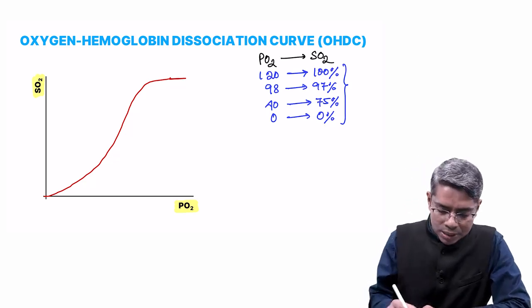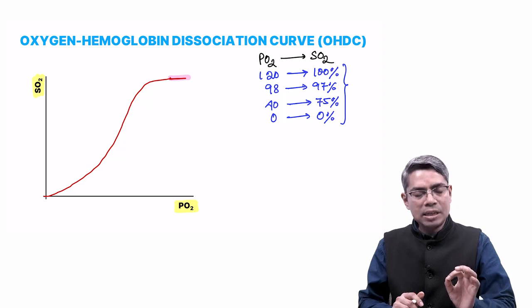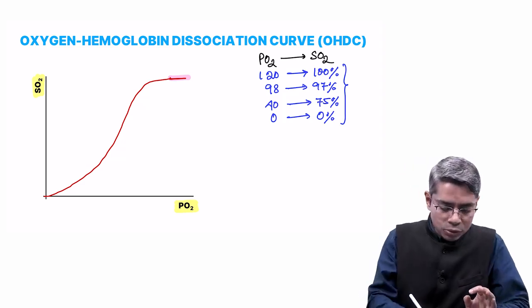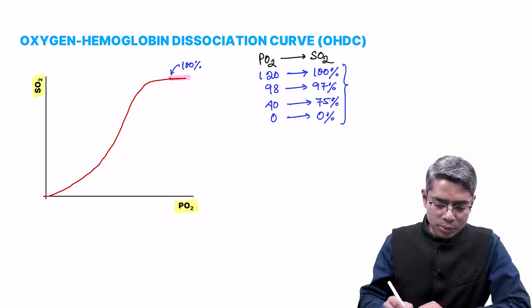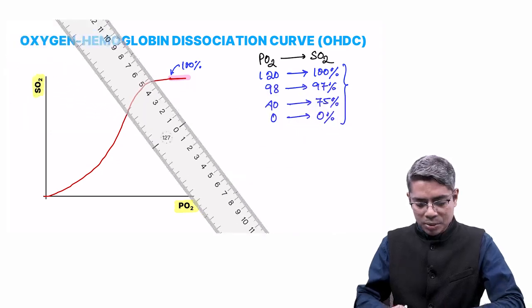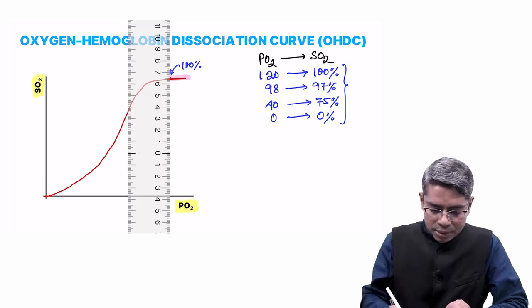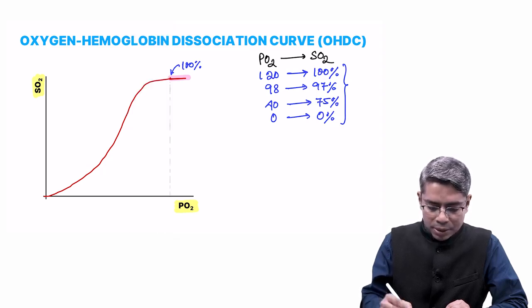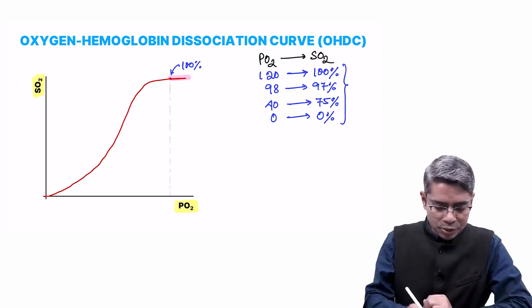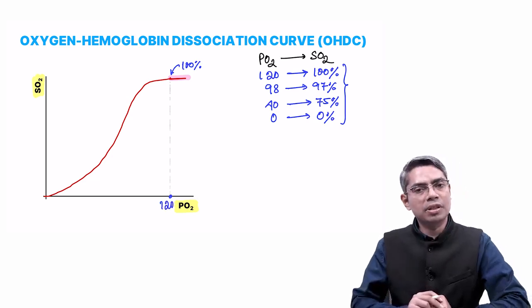Getting my point? So this highlighted portion here, this is the flat portion, the plateau portion. Plateau portion means saturation cannot be increased beyond this point. So what is the saturation at this point? This is full saturation of hemoglobin. That means that is 100% saturation. And I told you for 100% saturation how much partial pressure of oxygen is required. So if I drop a perpendicular from here, this perpendicular will give you, if you require 100% saturation, how much partial pressure of oxygen is required? 120 millimeter of mercury oxygen partial pressure is required.